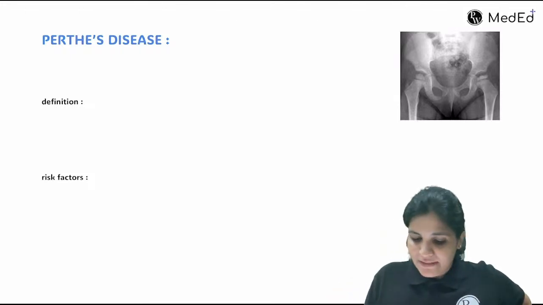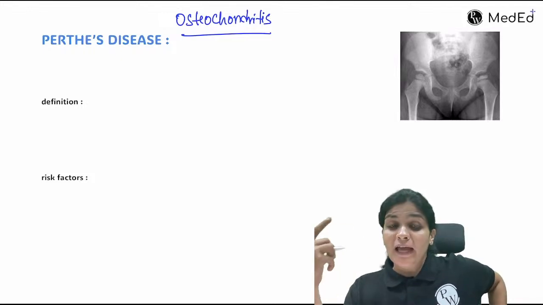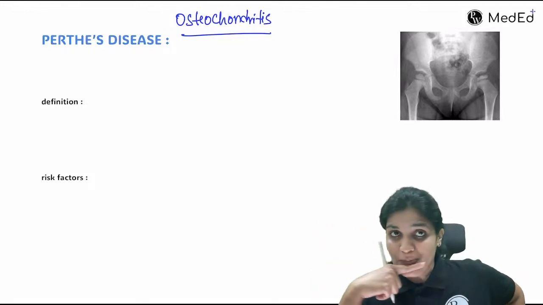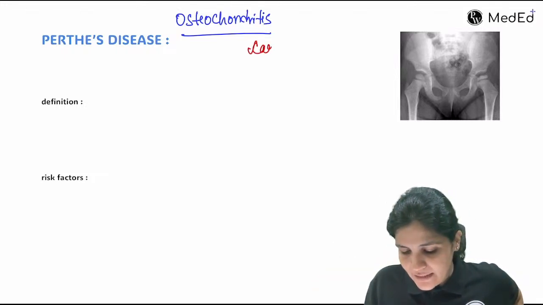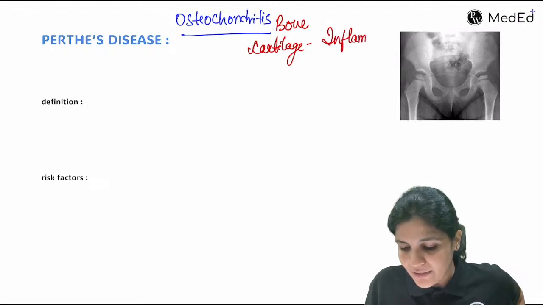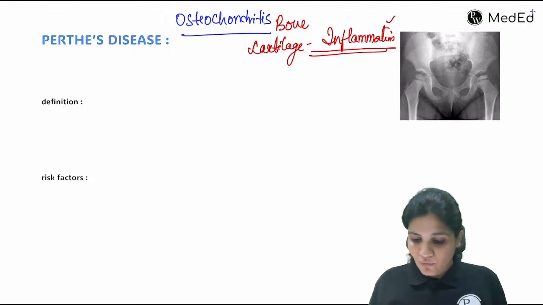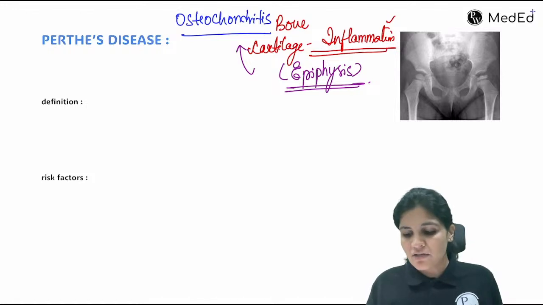Before telling what Perthes disease is, I want to introduce a term called osteochondritis. When you dig deep into the definition of any word in orthopedics, especially, it is very, very easy. Now tell me, what is osteochondritis? Here there is inflammation of the bone and cartilage. So there is some problem with the bone and cartilage, right? Especially in the epiphysis region, that is called osteochondritis.